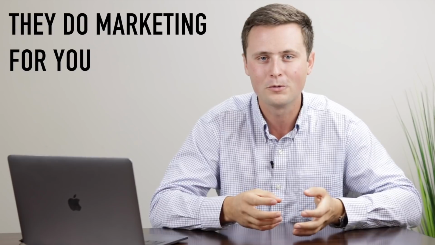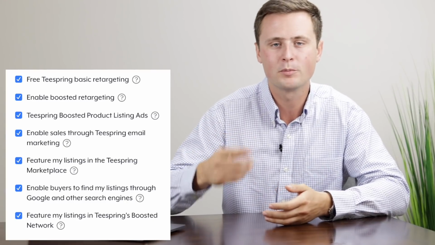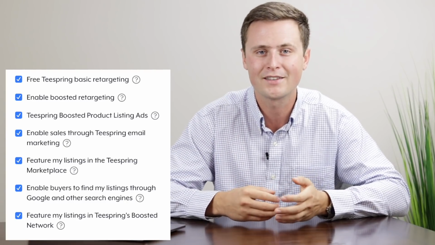The beauty of it is all three of these sites, they do marketing for you. And not only is this just marketing, this is actually very advanced marketing. They're doing retargeting, they're doing email marketing. I'll put up a screenshot just from Teespring showing the different types of marketing that they do on your account.